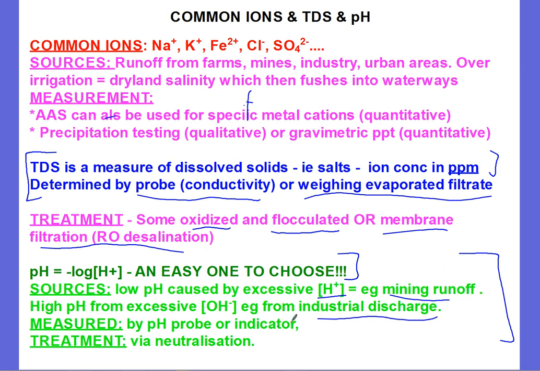How do you measure it? Nice and easy. You measure pH with a pH probe or indicators. And how do you treat it? You treat it with neutralization. That's a really easy problem to talk about. So if I was going to talk about the problem, I'd probably go for pH.